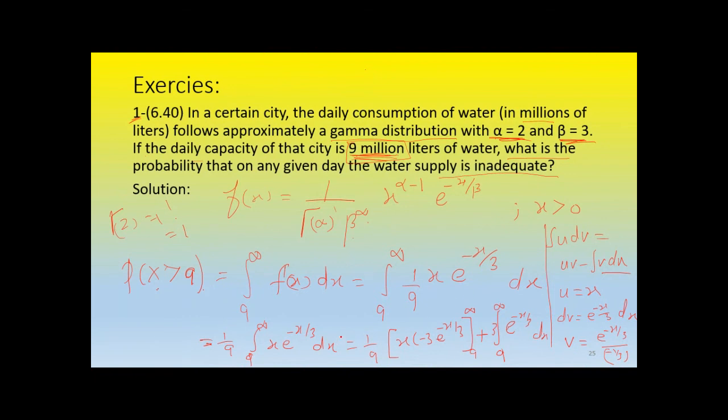Okay, let's go ahead. This is continuing here. 1 over 9. In this first part, substitute upper limit infinity. You know, x is infinity and e power minus infinity will be 0. So 0 times infinity is an indeterminate form. We will not get any result here. Indeterminate form. Upper limit is done, minus lower limit. Substitute 9. X is 9. So minus 3 into 9, minus 27. E raised to minus 9 over 3 is minus 3.